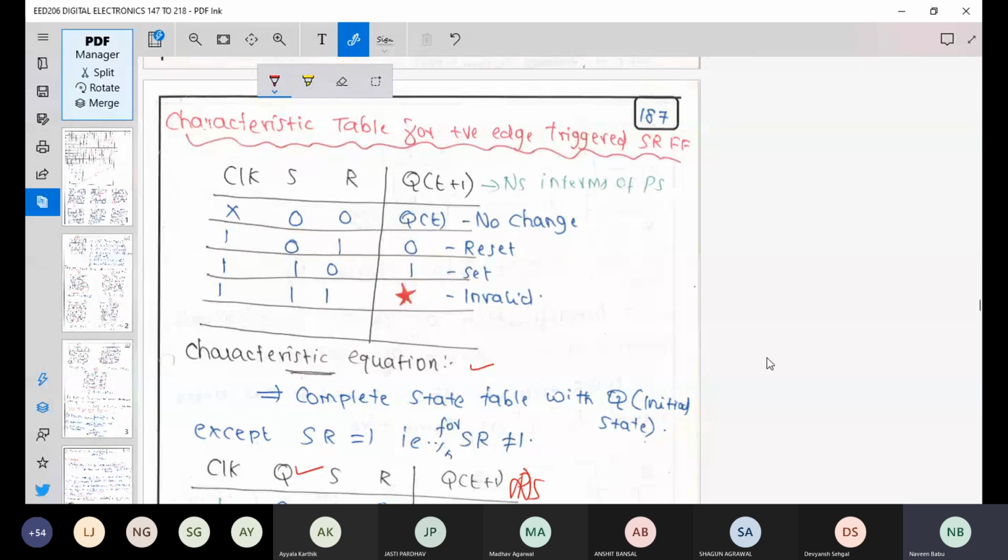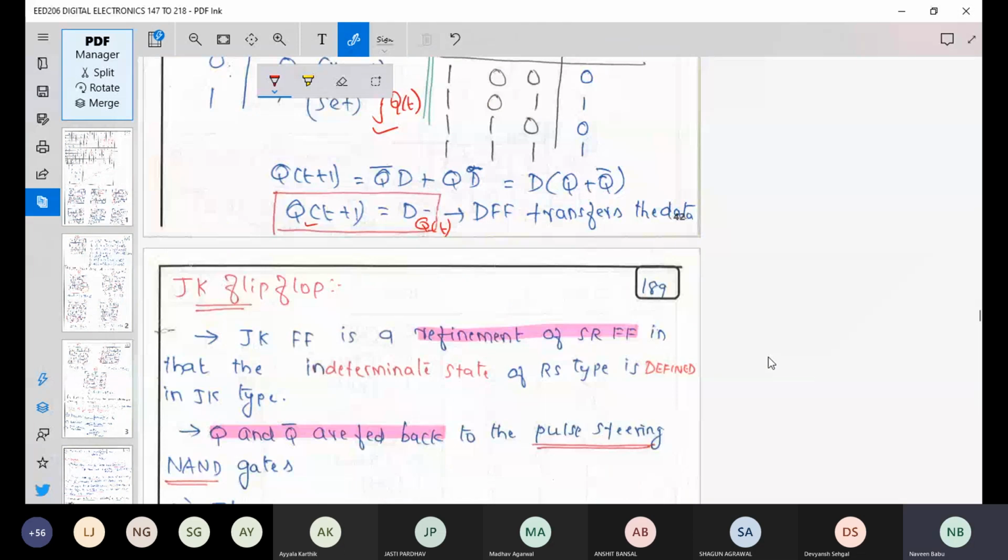A JK flip-flop is a refinement of an SR flip-flop where we remove this indeterminate state of an SR flip-flop. What is the indeterminate state? When S and R are equal to 1 and 1. Now, how do we do this? How do we remove this? We are going to give a feedback mechanism.